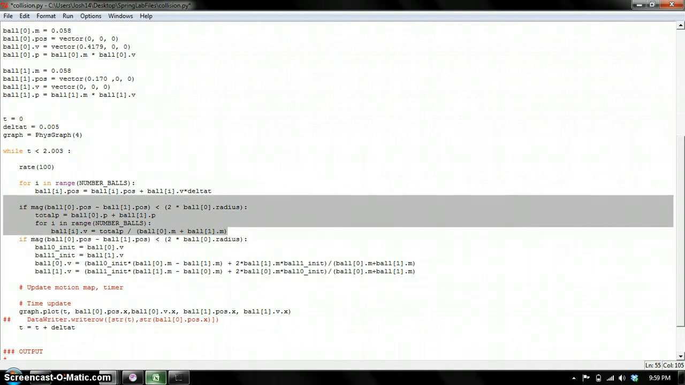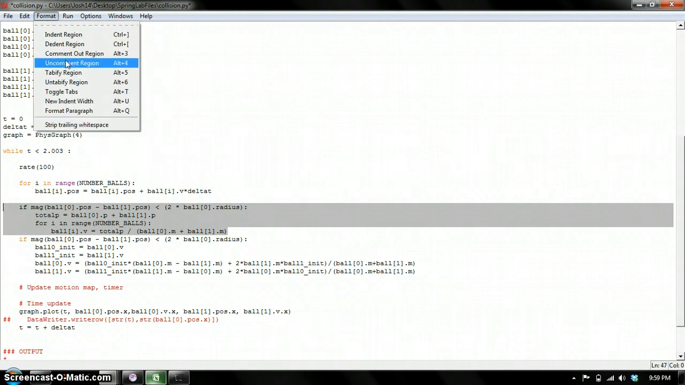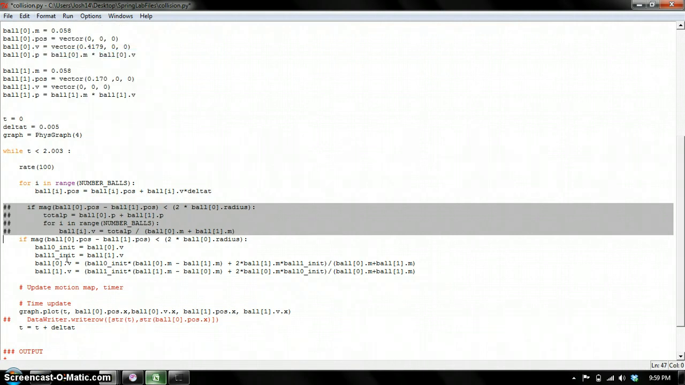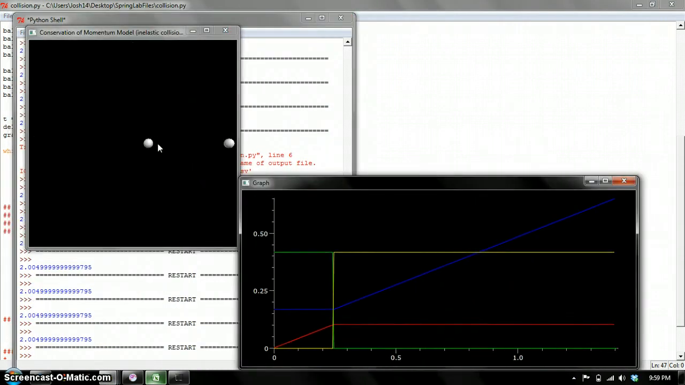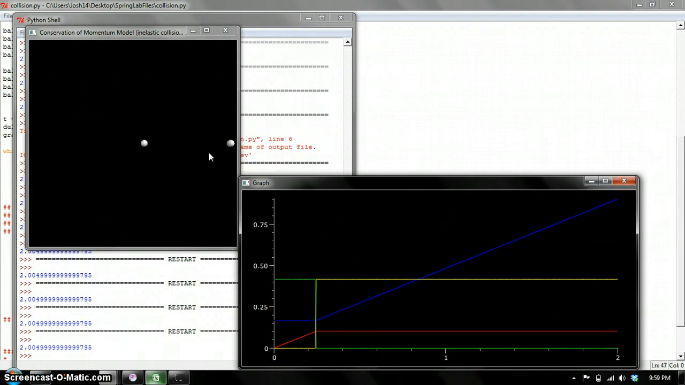So we comment in this. This is simply taking kinetic energy to not change, and then also using conservation of momentum, you can get this equation for both velocities. So if we run this, you see that the initial ball that was moving stops, and the other one continues at the same velocity as the ball that was moving before.